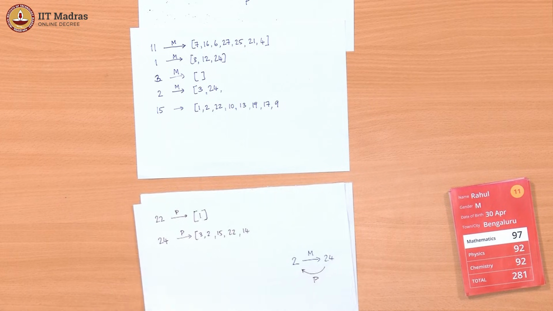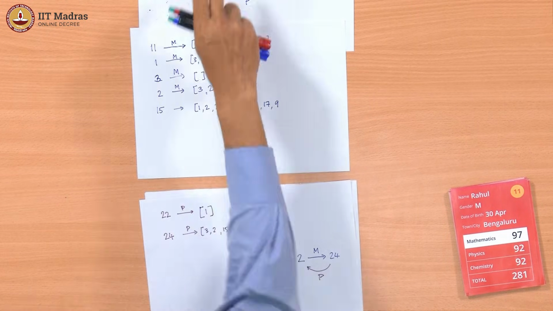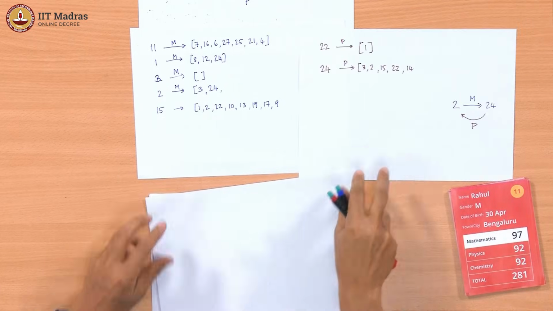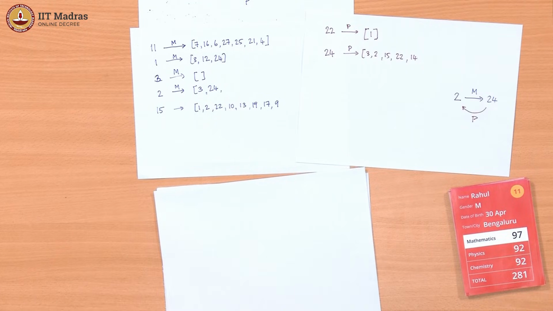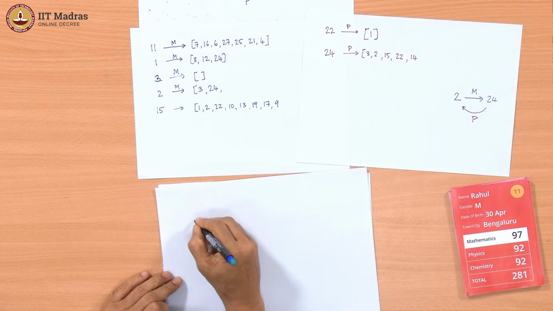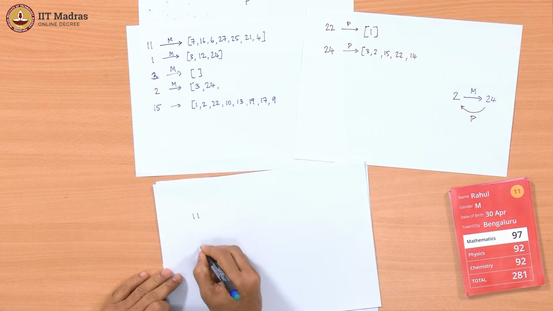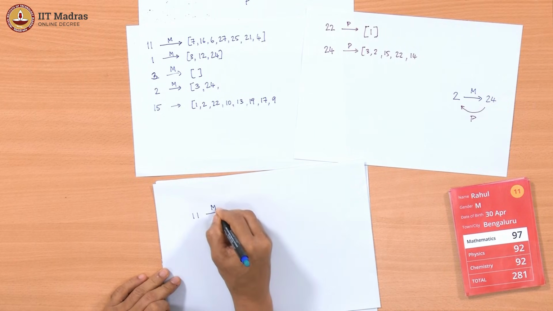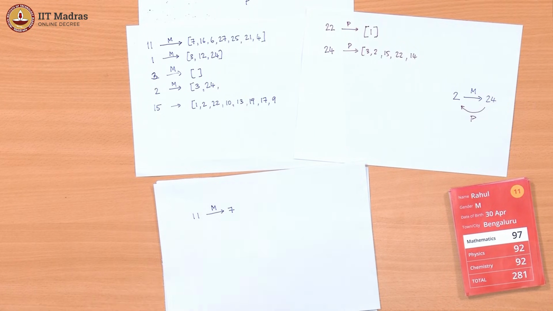What kind of picture do we get? Just like we had started doing there, I could draw this whole thing out. So let's just write these numbers. I have 11, say 1. So I would say, for example, 11 connects to 7.